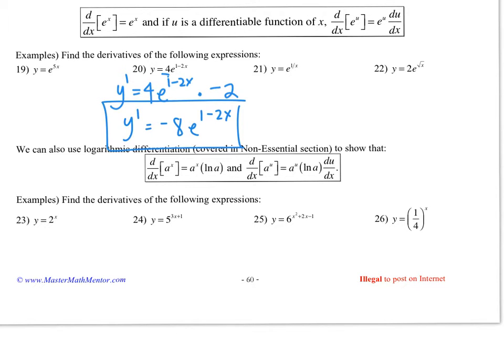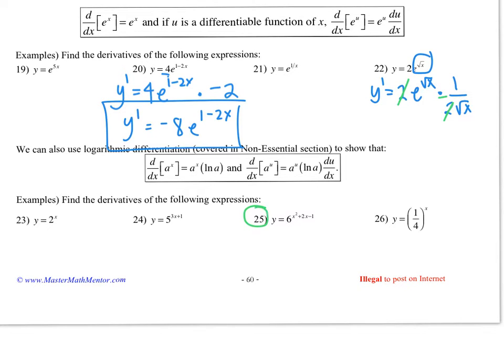On 22, we've got y prime is equal to 2 with my constant coefficient. And we're taking the derivative of e to the square root of x, so e to the u du: e to the square root of x times the derivative of square root of x. You can cancel this 2 with this 2 because they are multiplying. So the answer is going to be e to the square root of x over square root of x.